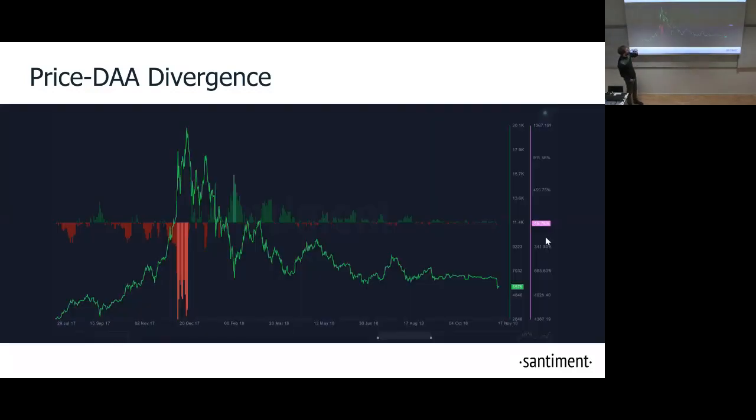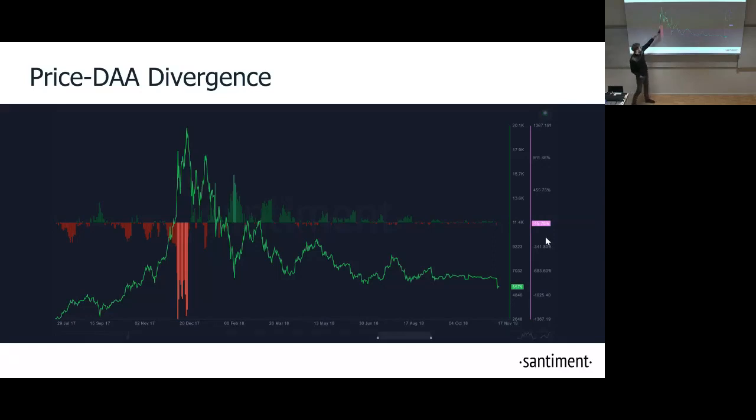This is what this divergence model looks like on our platform. All of these charts are live currently on Santiment's website, and you can just log in and see all of them for yourself. I'll share the link at the end of the video. So this is this model applied in real time on Bitcoin's price action.